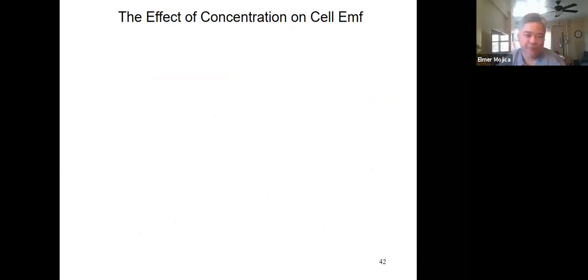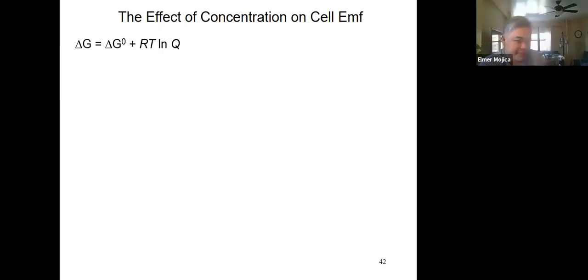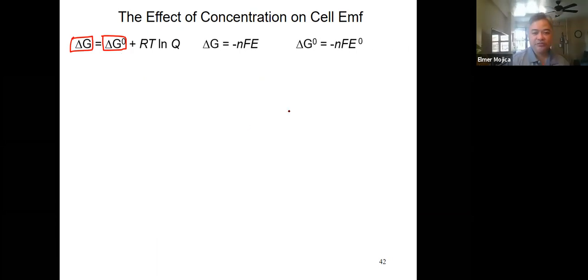So how do we look at the effect of the cell potential by the concentration? We're going to start with this equation. What's the difference between these two? Delta G is at any condition, while delta G not here is at standard condition. Okay, so if you're going to break down delta G and standard delta G, you will end up with this.